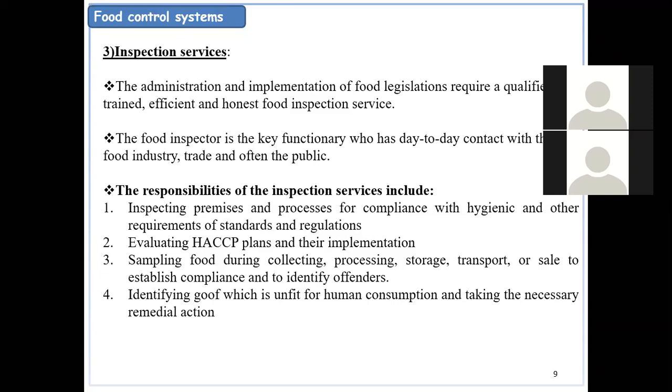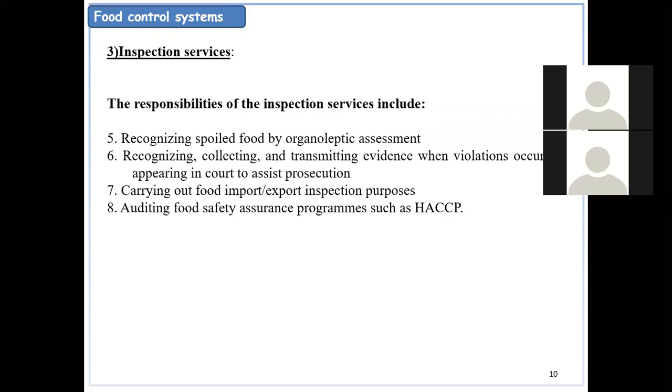Okay. So it's very important to identify the good which is unfit for human consumption, and automatically to take the remedial action. Also he can do some simple testing, sensory testing, just by organoleptic assessment. He can smell the food to tell whether this food is spoiled or not, or he can look at the food by observation. So it's very important, again, to collect any sample violating the law to assist the prosecution, يعني المحاكمة بالكورت, بالمحكمة, okay?